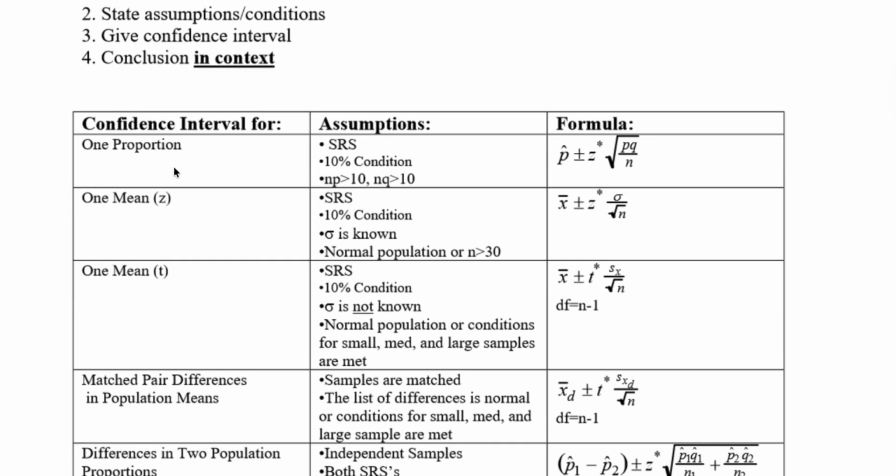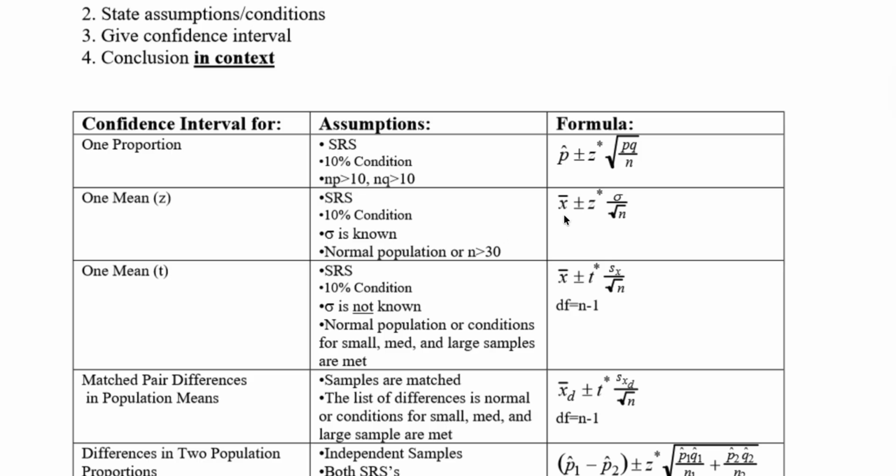So confidence interval for one proportion, the assumptions are SRS, 10% rule, np greater than 10, nq greater than 10. The formula we're using is right here: p hat plus or minus z star times square root of pq over n. One mean, or z, is SRS, 10% condition, data is known, normal population, or n is greater than 30.